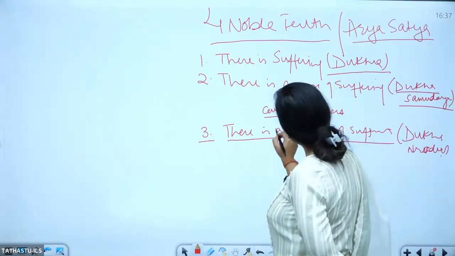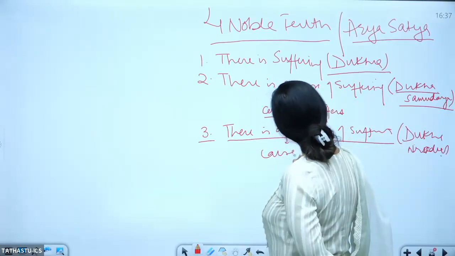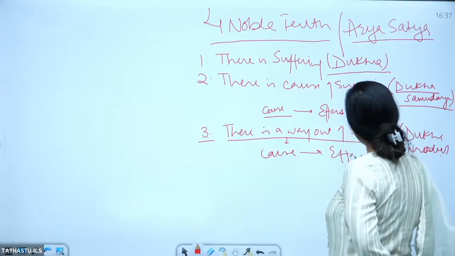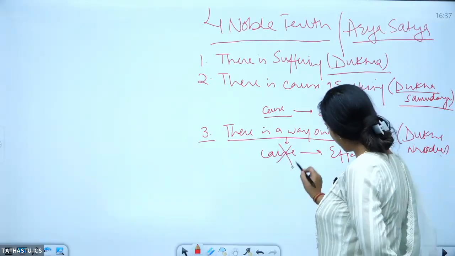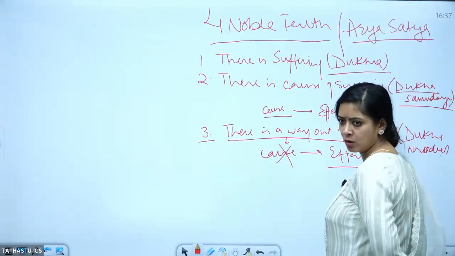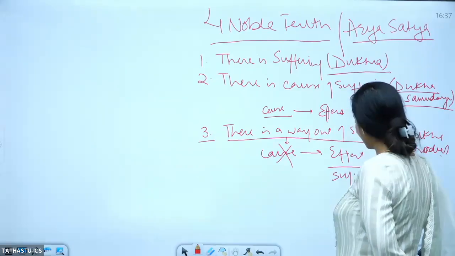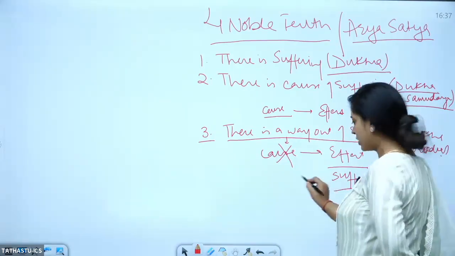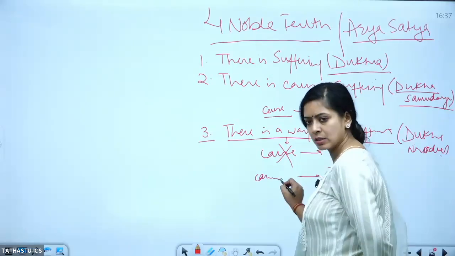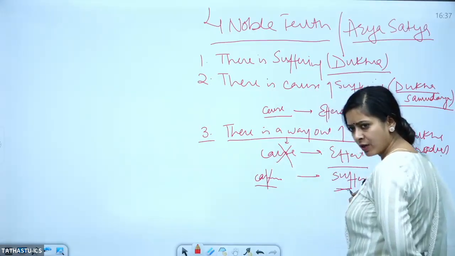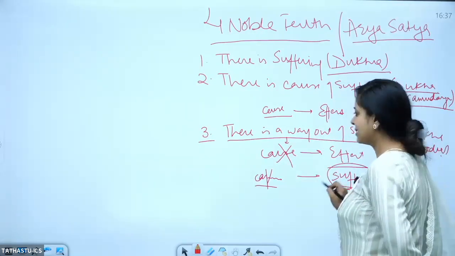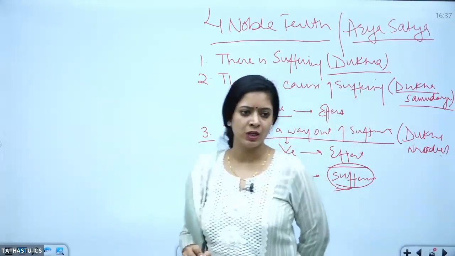They say cause leads to effect. So cause leads to effect. But if I remove the cause, will there be effect? No. So we are having suffering as an effect, which has a cause, attachment. But if you remove the cause, will there be suffering? No. So there is a way through which we can remove the suffering.